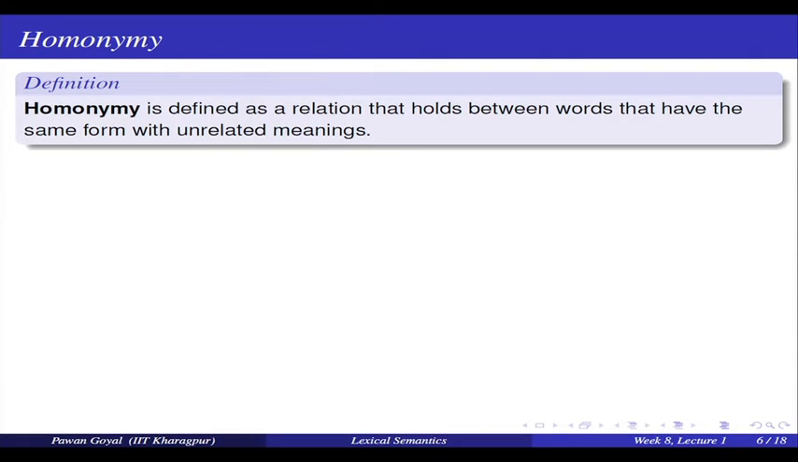So how do I define homonymy? Homonymy I define as a relation that holds between words that have the same form but unrelated meanings. What does that mean? We have defined an individual entity in my lexicon as having a form part and a meaning part. Now if two entities have the same form part but the meaning part is different, then we call them homonyms.